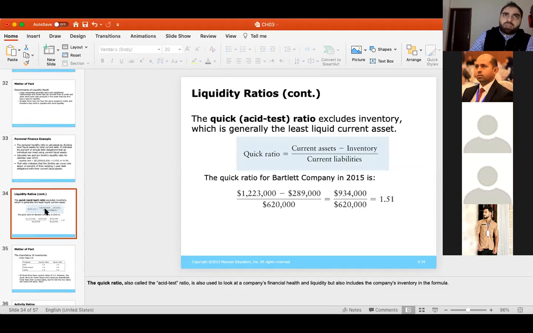So sometimes we are looking for a quicker ratio. This is why we move from the current ratio, which doesn't exclude inventory in its calculations, to the quick ratio, where we deduct the inventory, as we want to eliminate it. We just want to focus on the most liquid assets that the company has. Again, the higher the ratio, the better for the company.